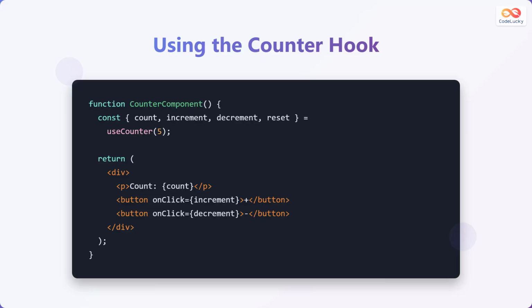Now let's see how we can use the useCounter hook in a component. In this example, we have a component called counterComponent. Inside the component, we call the useCounter hook, passing in an initial value of 5. The hook returns an object containing the count value and the increment, decrement, and reset functions. We can then use these values and functions in our component's JSX to display the count and allow the user to increment, decrement, or reset it.